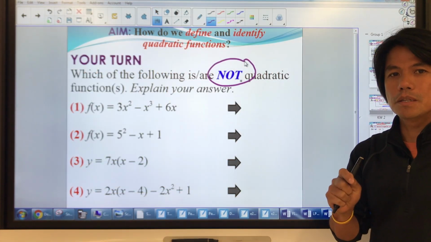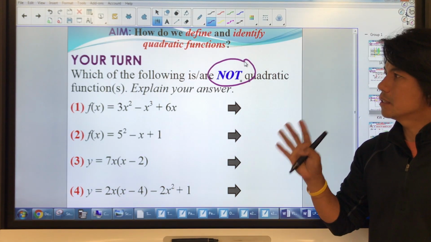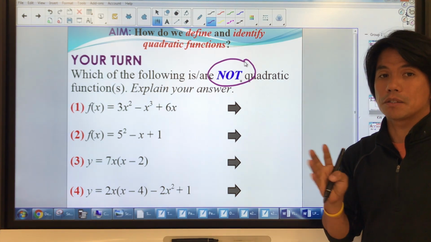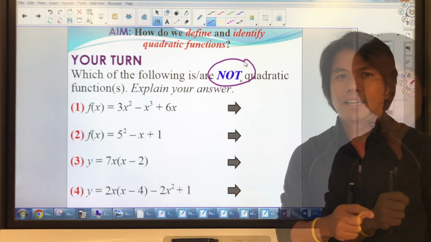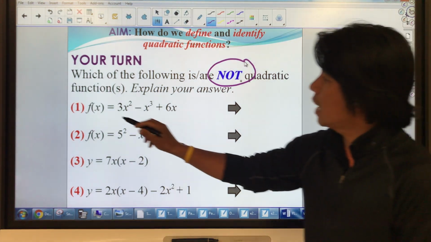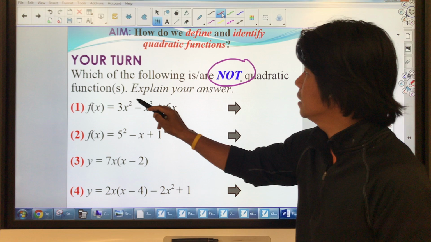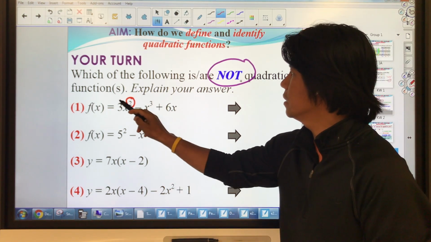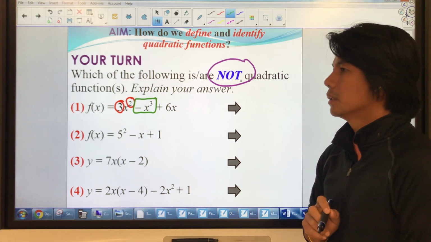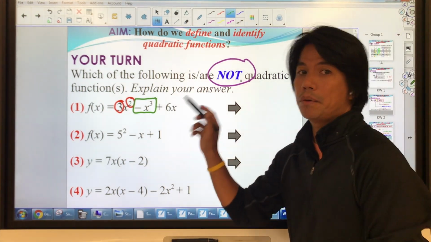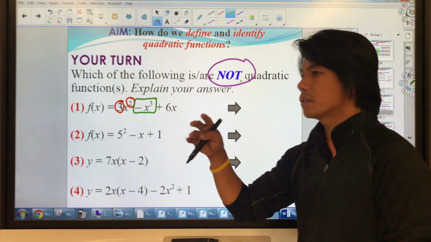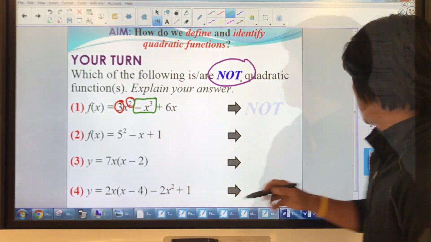So what I want you to do is to pause your video and determine which of these is not or are not quadratic functions. Let's go. Alright, welcome back. Let's check your answer. So let's have the first one. It has x squared and a is not equal to 0. However, you have a term that has an exponent of 3. So the highest exponent of this function is 3. So therefore, it's not a quadratic.